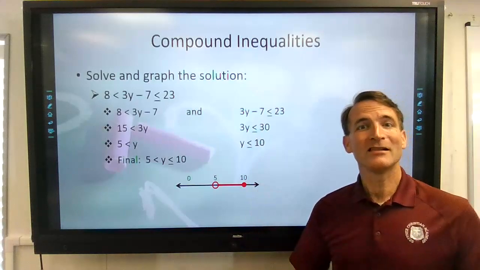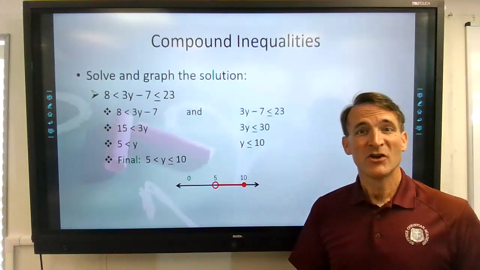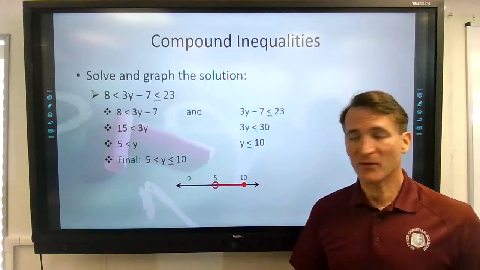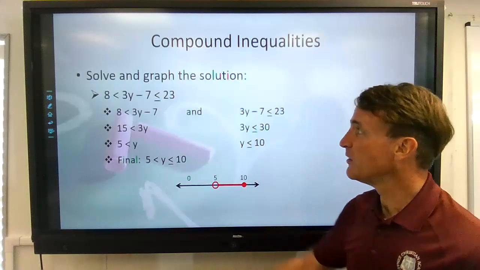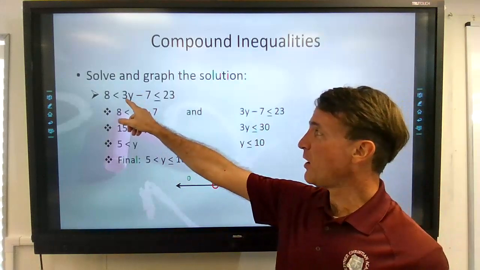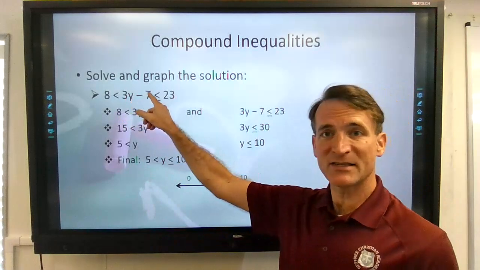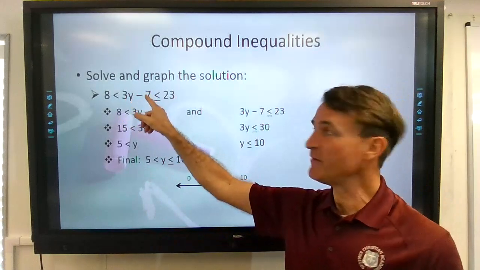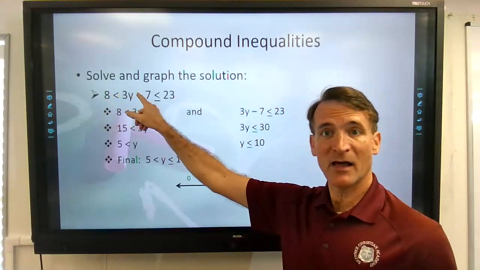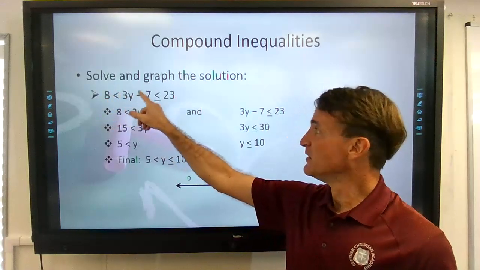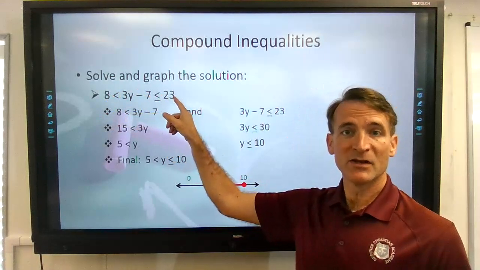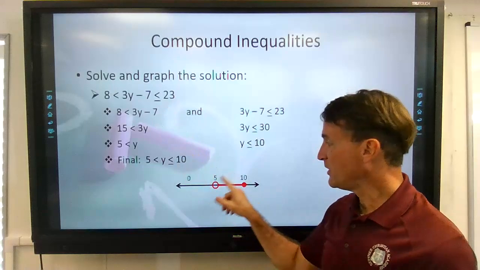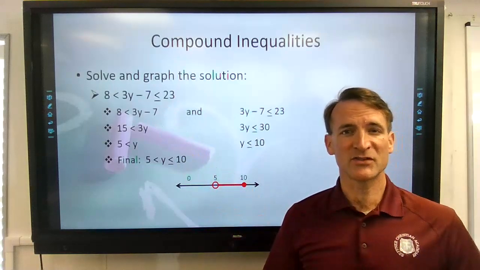Now, you know me, I like to double check my answers, so I'll throw a random number out there that's in between those two, such as 6, and see if it works out. If I plug in a 6 for y, I get 18 minus 7. 18 minus 7 is 11. Is 8 less than 11? Yes, it is. Is 11 less than or equal to 23? Yes, it is. So it seems to check out in that area, at least using the value of 6.